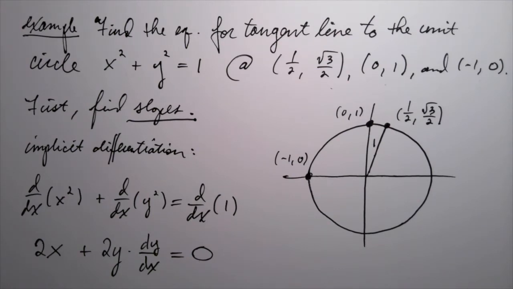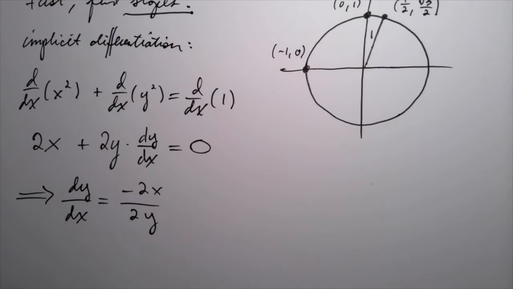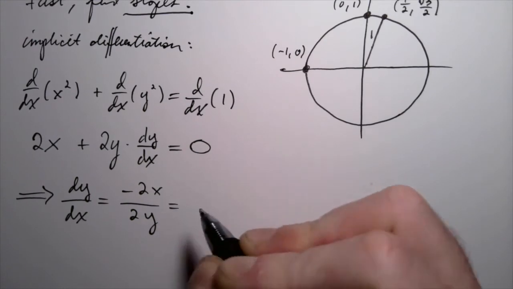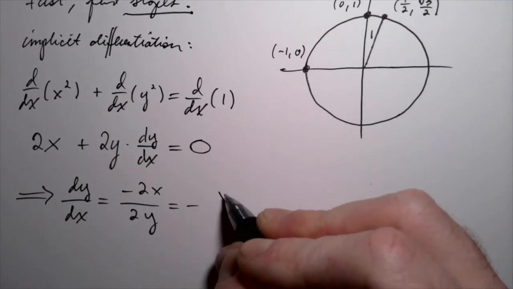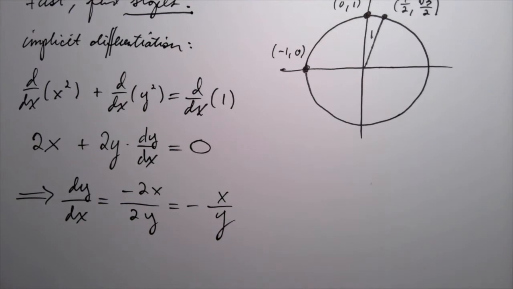So now that we have this equation involving dy dx, we can solve for dy dx in terms of the variables x and y. If you move the 2x to the other side, and then divide both sides by 2y, you'll get minus 2x over 2y. So I got that by solving for dy dx in the previous equation. And the 2's cancel, so we end up with just minus x over y. Not bad.